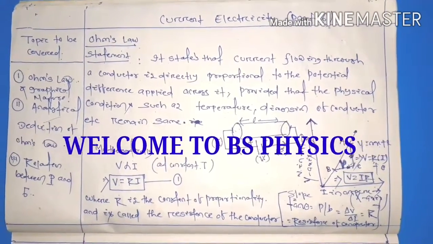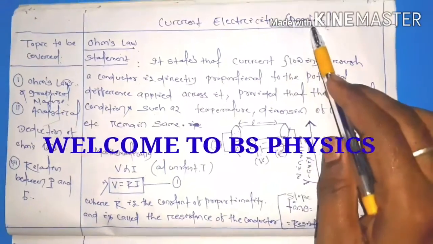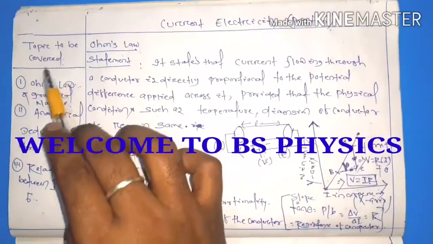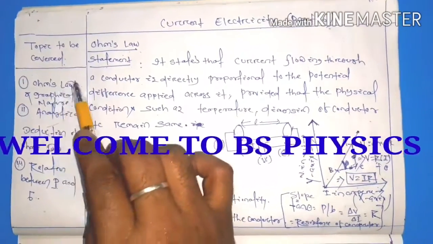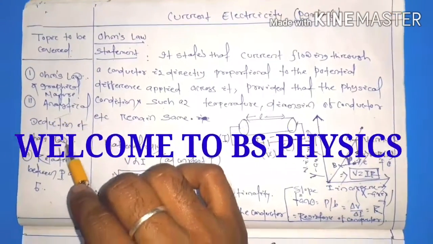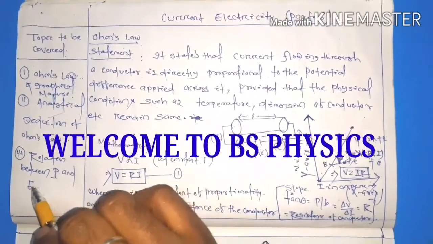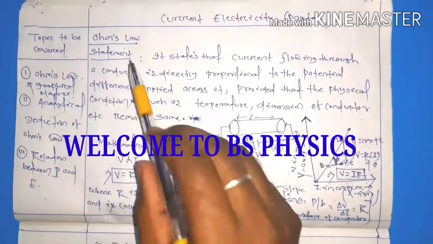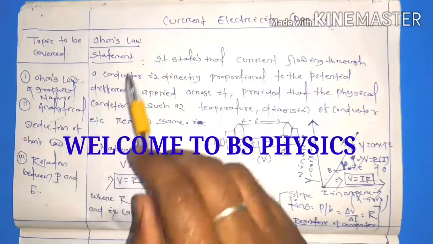Now I am going to discuss current electricity part 6. So the topics to be covered are Ohm's law and its graphical nature, analytical deduction of Ohm's law, and relation between resistivity and conductivity. So let us discuss Ohm's law.